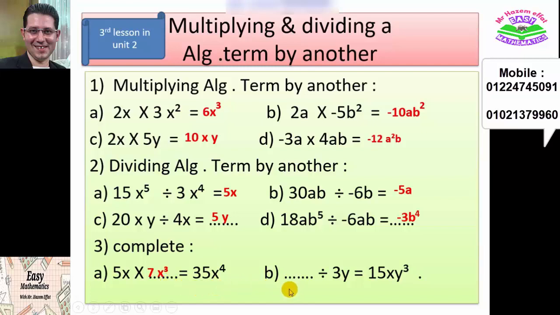Letter B, missing term here divided by 3y equals 15xy power 3. When we have a missing term before the divide sign, how do we find it? By using the opposite of the divide sign, I mean here multiplying. We can multiply these two terms to find this missing term. Multiply 3 by 15, it will be 45. And x, we don't have x here, keep it as it is. Multiply y by y power 3, it will be equal to y power 4. Finally, it will be equal to 45xy power 4.